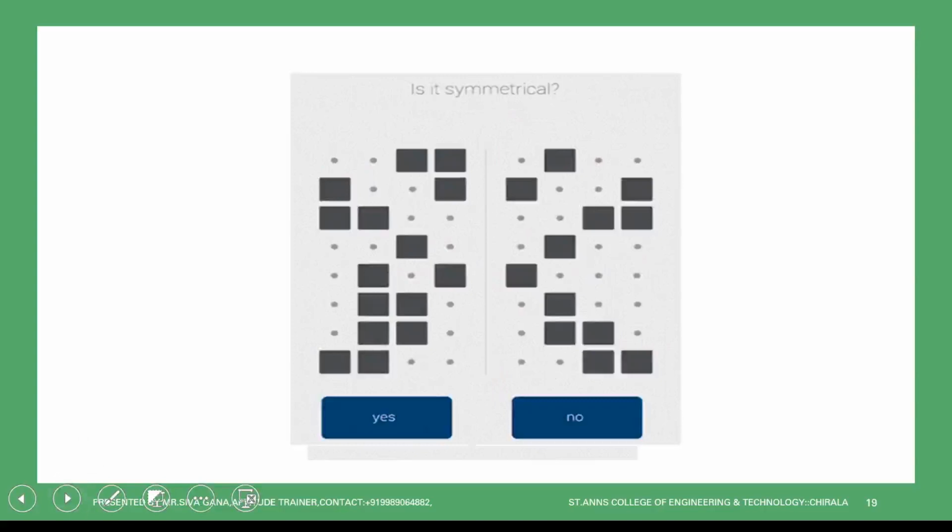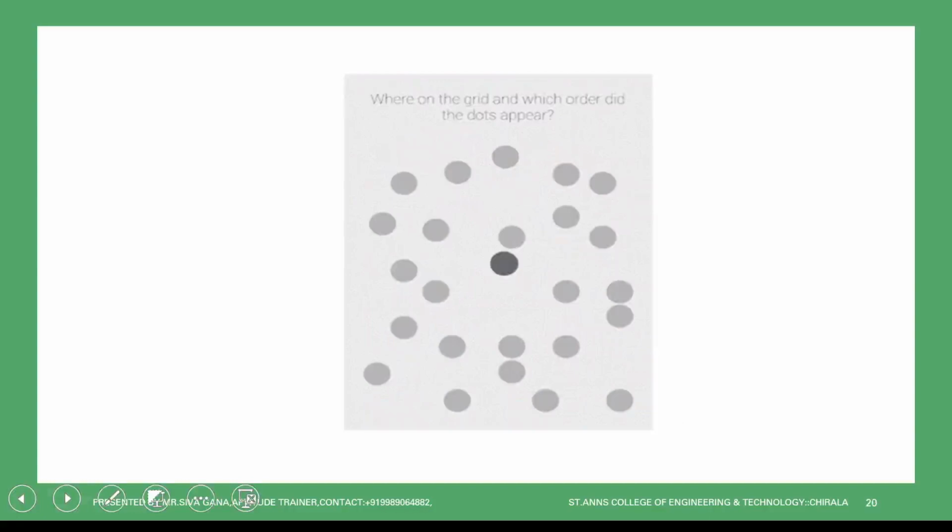You need to answer either yes or no, whether this is symmetry or not. Definitely it is not symmetry, because here only one, here two, right? Not symmetry. You need to press no. Then it will be unlocked to the next. This is also present only for 2 seconds. I will show later. Now next is this one.